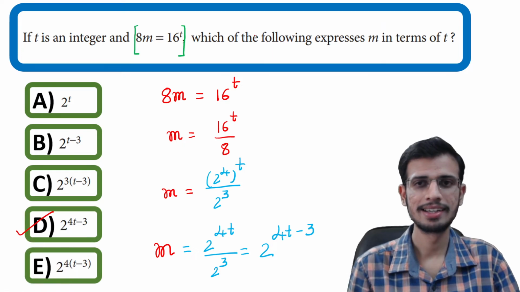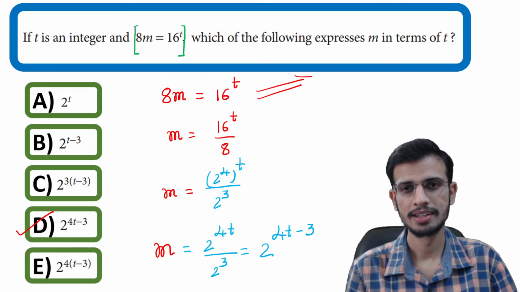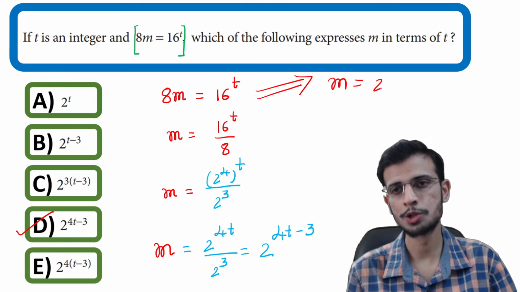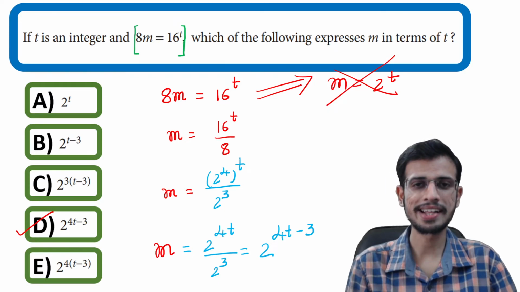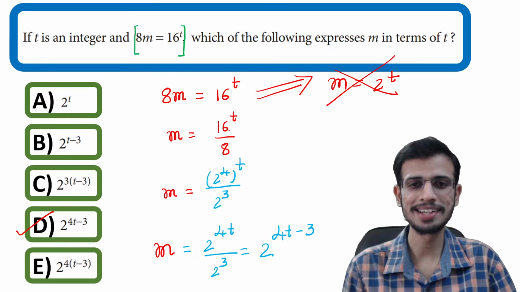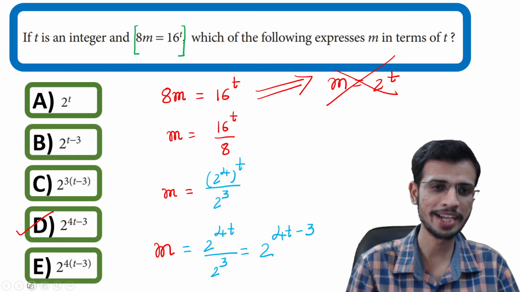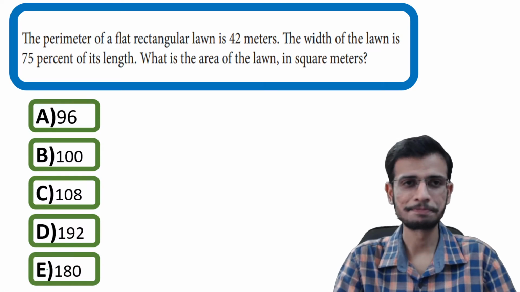Don't write like this. From here you can't write m equal to 2 raised to 3, right? It's a crime. We can't cancel this 16 with this 8. No, we can't cancel. We have to write in this form only and we can get our answer. Okay, so let us move on to the next question.